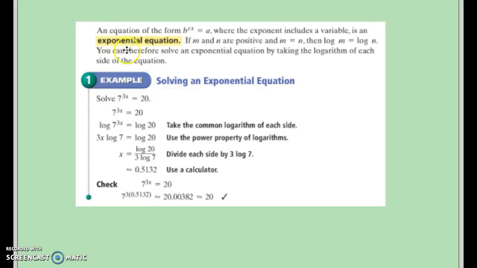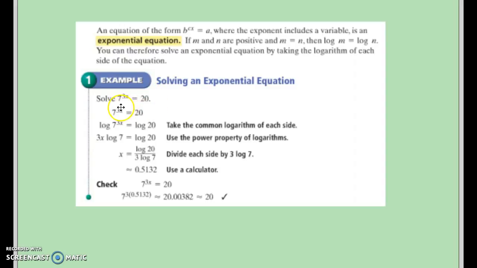So I'm looking at my exponential equations in this form: b, my base, to the cx equals a, where the exponent includes a variable. That's my exponential equation. Okay, if m and n are positive and m equals n, then log of m equals log of n. So I know that I can turn them both into logs, and we'll see this in our example here. So therefore I can solve an exponential equation.